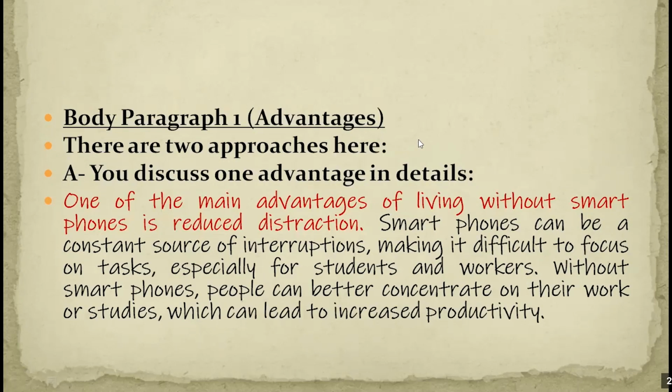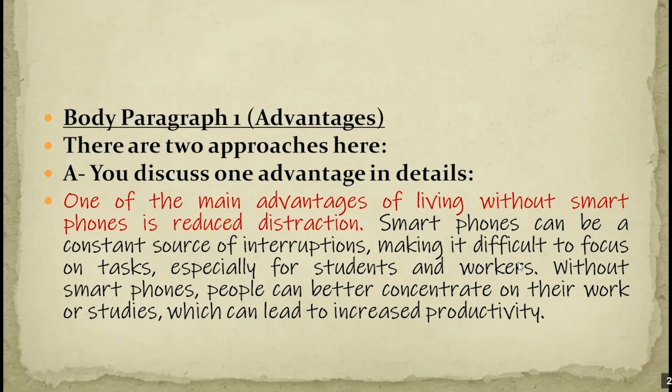Body paragraph 1, advantages. There are 2 approaches here. The first approach, you discuss one advantage in detail, like this example. We start with a topic sentence that has the main idea of the advantage that we're going to illustrate: one of the main advantages of living without a smartphone is reduced distraction.